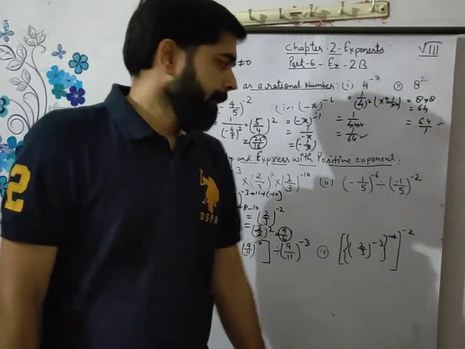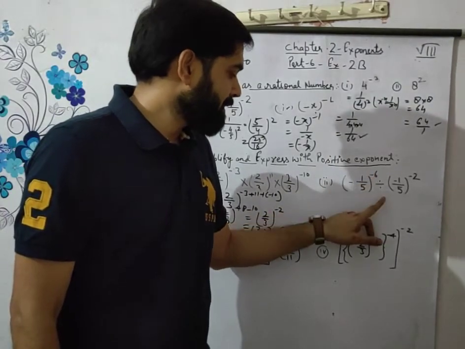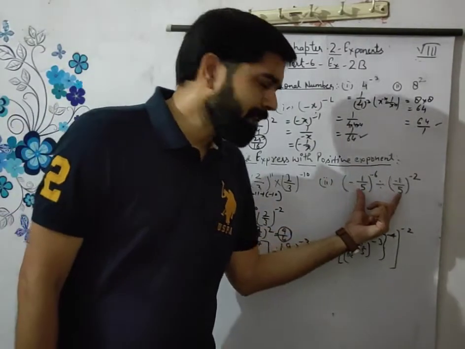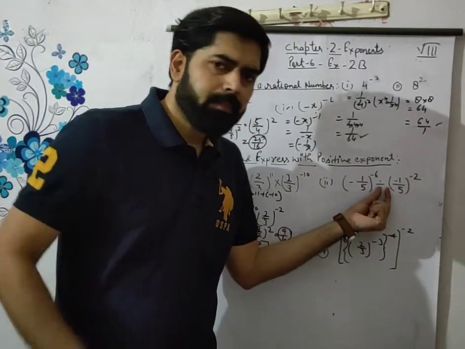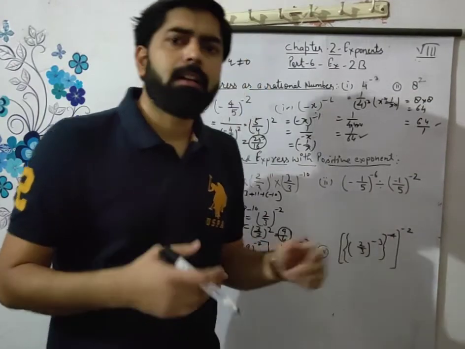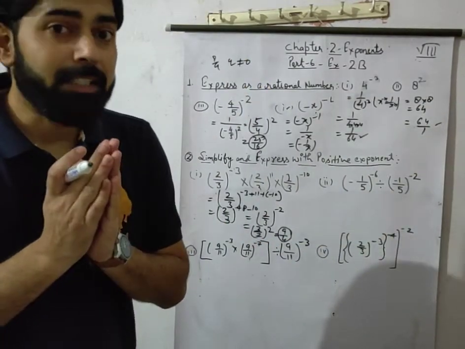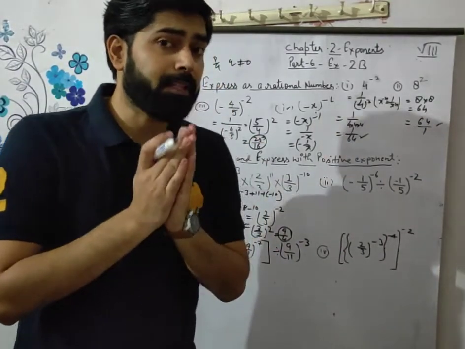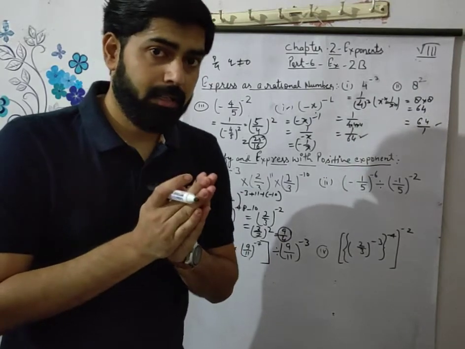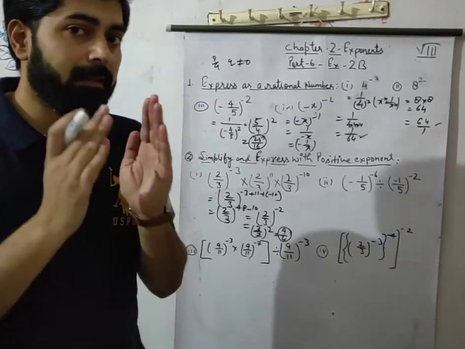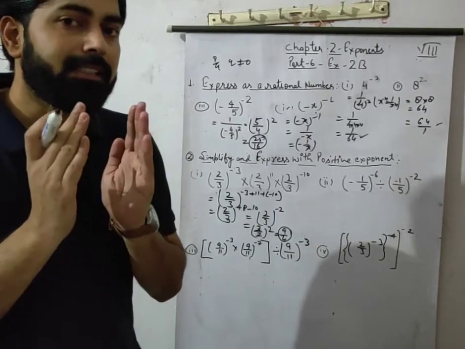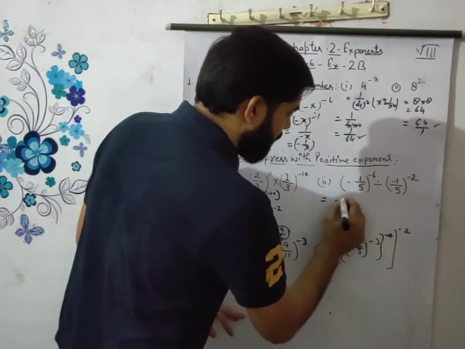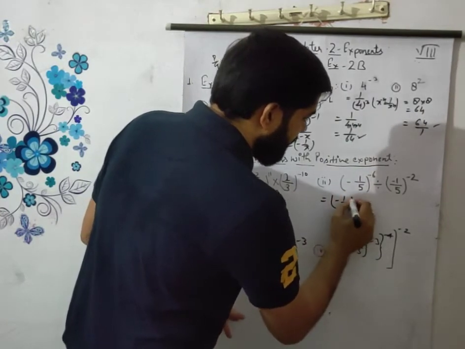Now the second is minus 1 upon 5 raised to power minus 6 divided by minus 1 upon 5 raised to power minus 2. Look at this question. The bases are the same, but here there is division, which means we can apply the dividing rule of powers. In this rule, we subtract the powers, but the base stays the same. What is the base here? Minus 1 upon 5. So we write the base the same, minus 1 upon 5.